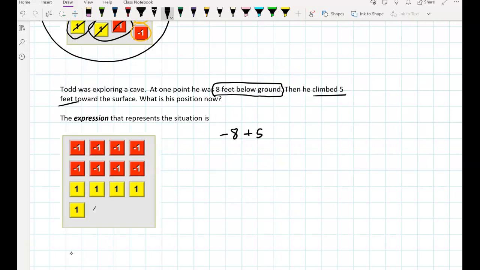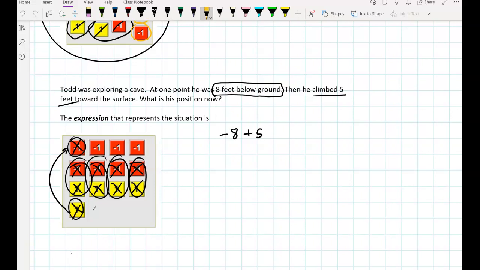So, let's go through and get rid of some zero pairs. Here's one, so those are both gone. Here's a zero pair, so those both cancel each other out. Here's a zero pair, so they are both eliminated. Here's another zero pair, so they are gone. Now I still have one positive that I can match up with one more negative up here, so that's a zero pair, so they're both gone. And so then what's left? Well, I have 1, 2, 3 negatives left. So that must mean that negative 8 plus 5 is negative 3. So you can do integer addition using algebra tile diagrams to solve. And what does that -3 mean? Well, that means that he is still 3 feet below ground.